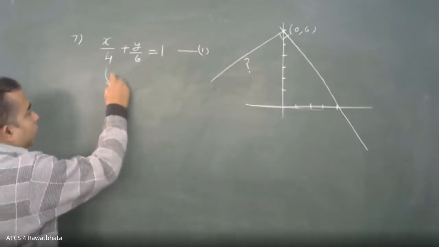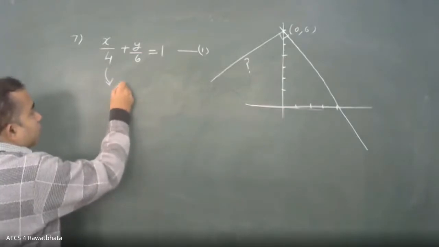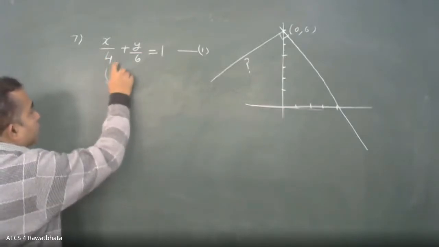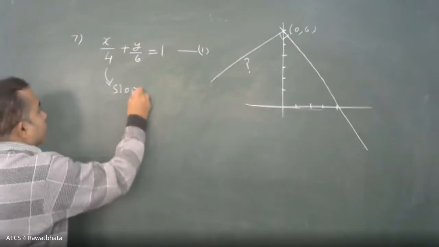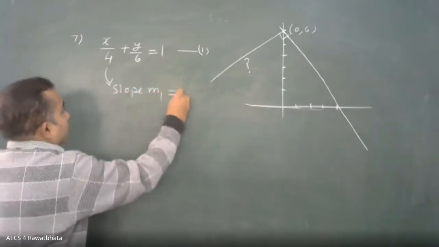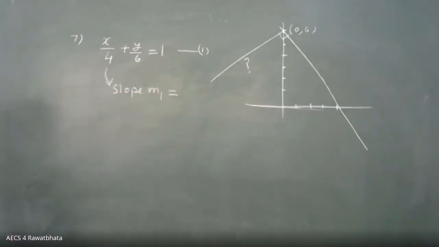What will the slope of this line be? So what should be the slope of this line? No, no, from the equation there is a direct formula: minus a upon b.